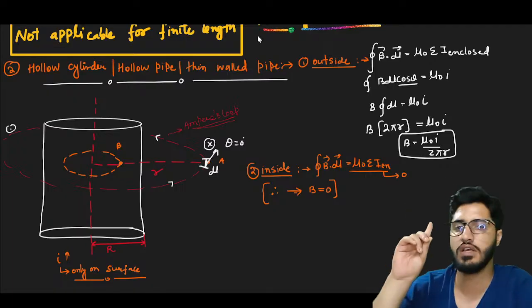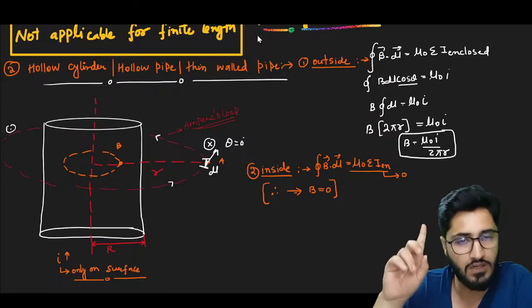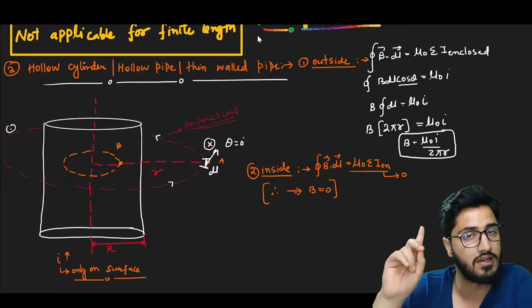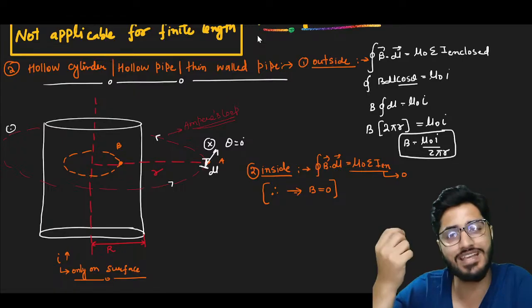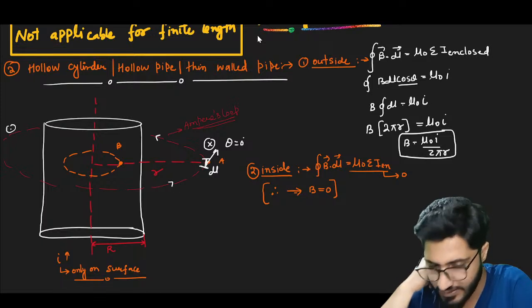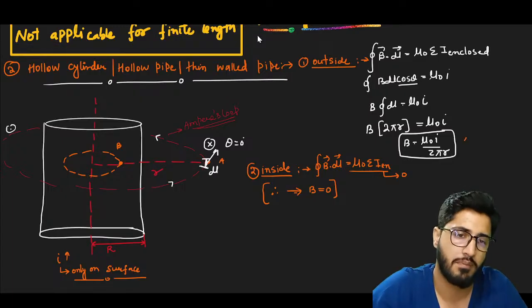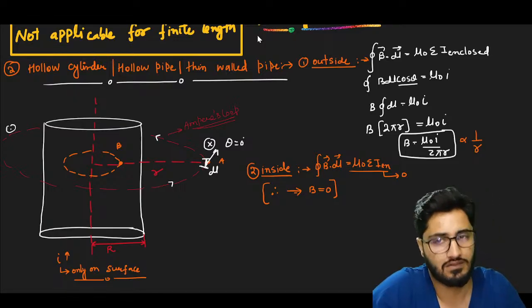So now if we talk about the hollow cylinder, hollow pipe, thin walled pipe, outside magnetic field is present as nu naught I by 2 pi r, but inside magnetic field is 0. Why? Because I enclosed is 0. Now you can see here, my magnetic field depends on the distance from the symmetrical line, the axial line, and it is inversely proportional.